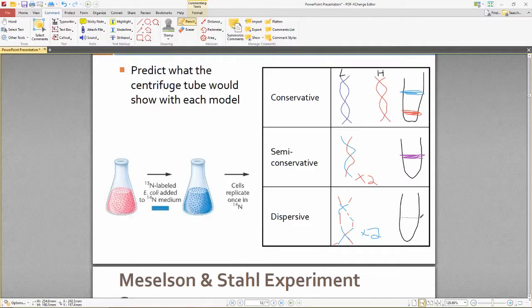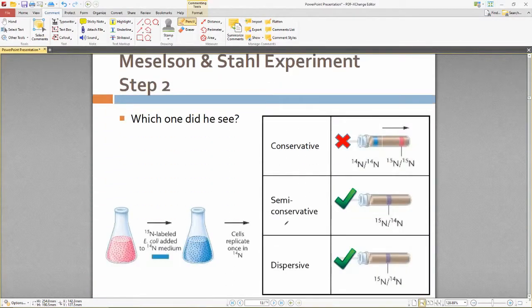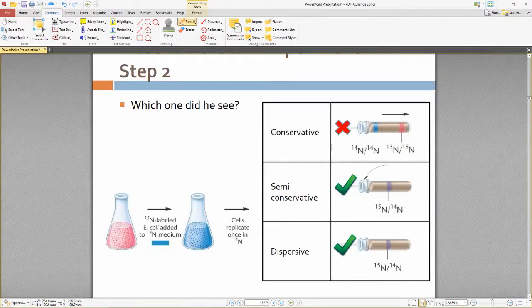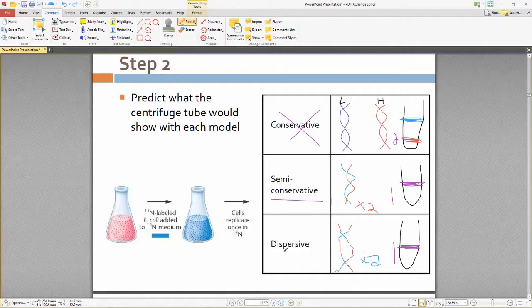So this is what they knew, and all that they could really go off is this is two bands, this is one band, and this is also one band, right? So what do you think they saw in real life? I don't know. So what they saw in real life is one band. They saw one band, so immediately they knew that the conservative model is ruled out. But they can't tell yet between the semi-conservative and dispersive model, so what do they do?